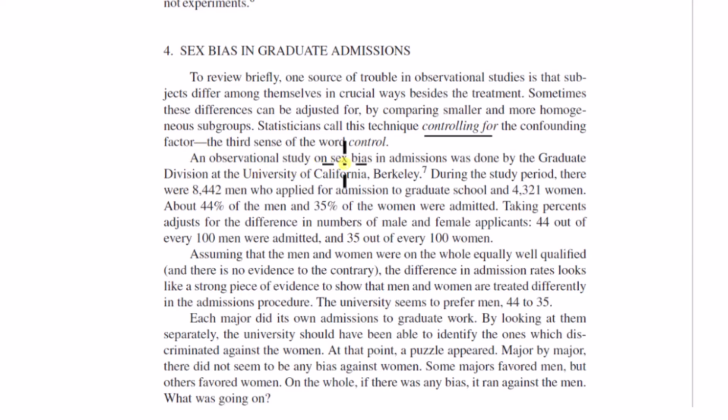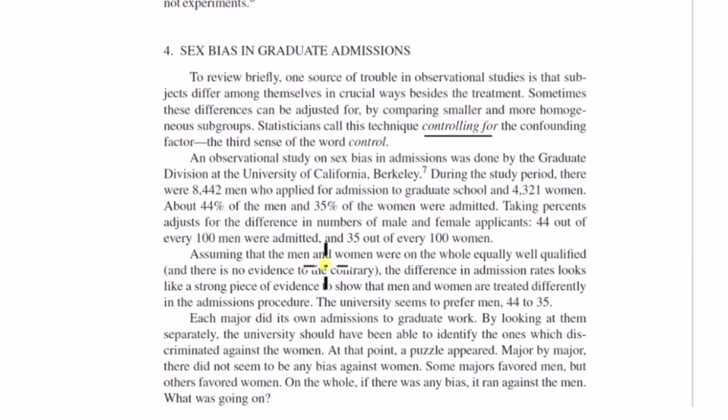An observational study on sex bias in admissions was done by the graduate division at University of California, Berkeley. During the study period, there were 8,442 men who applied for admission to graduate school and 4,321 women. About 44% of the men and 35% of the women were admitted. Taking percents adjusts for the difference in numbers of male and female applicants. Right, that's what you use percentages for.